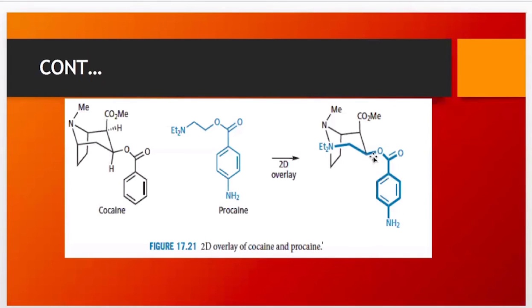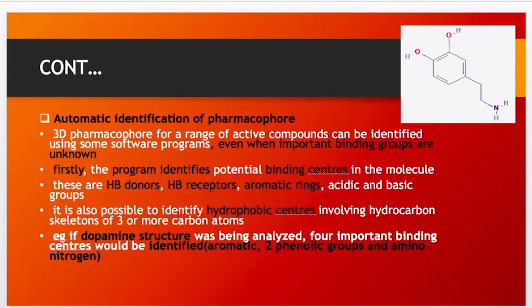Because of that, you are able to identify the similarities of the groups. Here we can notice that there is an aromatic ring, there are these carbonyl groups, and so on and so forth. So with that, you'll have an idea of how the pharmacophore should look, even though you don't know the structure of the binding site. So that's one concept.